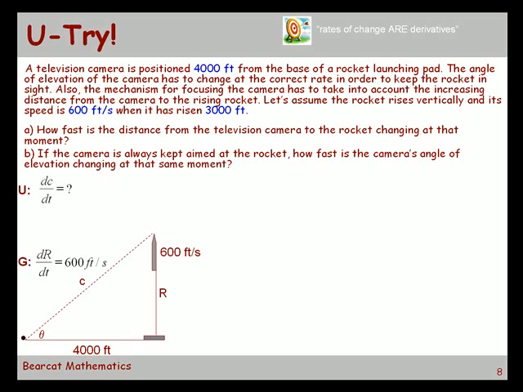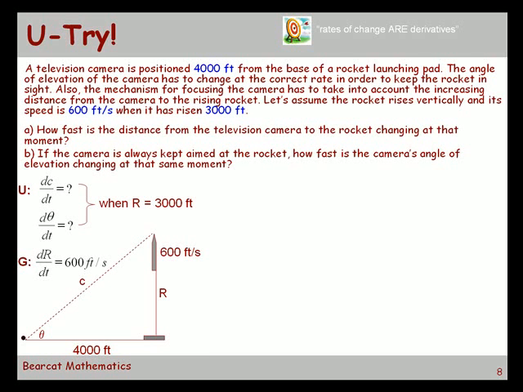When R is 3,000? Okay, and the second question they're asking me in B is d theta dt. How fast is that angle increasing? And again, that's at the same moment, so that's when R is 3,000 feet. So that's my initial diagram and my given and unknown, so I can try to answer a question here.